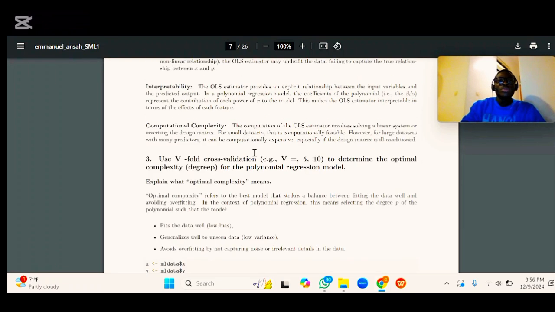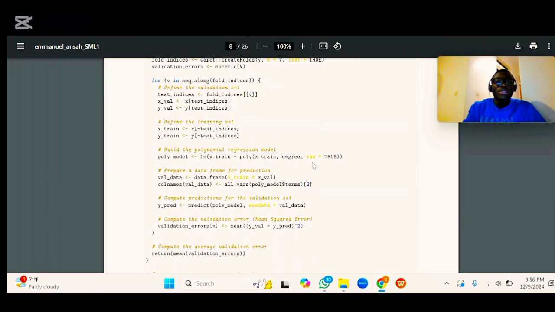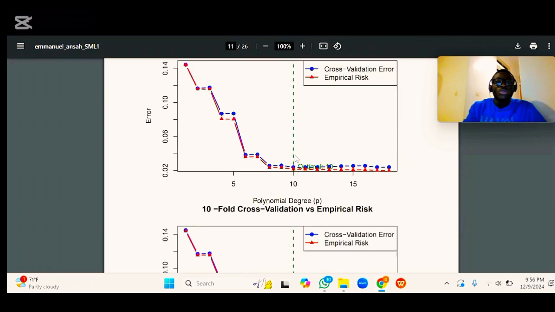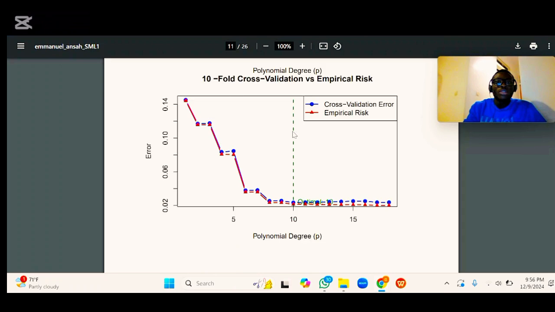So I went on to do a V-fold cross validation. I did 5-fold, 10-fold, and 20-fold, and they all show that degree 10 is the optimal one, which is also shown here in this plot here.